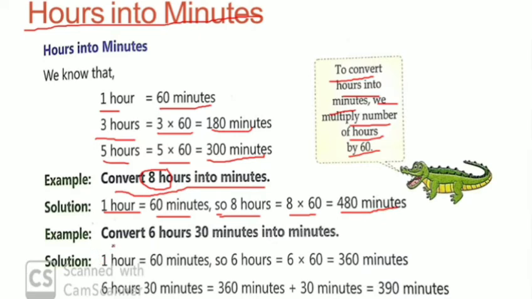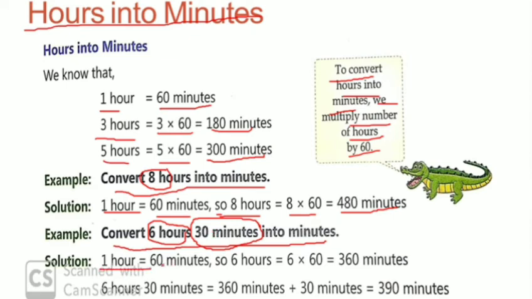Next example, convert 6 hours and 30 minutes into minutes. Here this part is already in minutes, so no need to convert it. We just have to convert the 6 hours into minutes. Then we will add these minutes and these minutes to get the final answer.